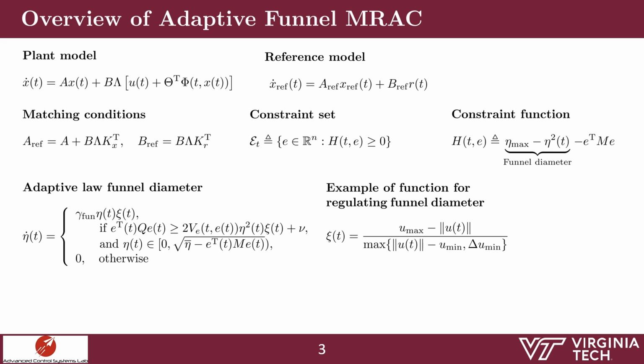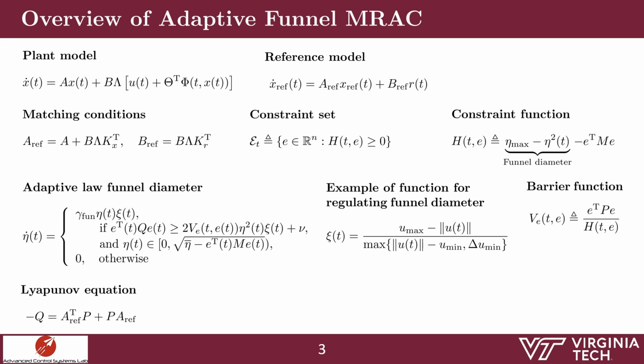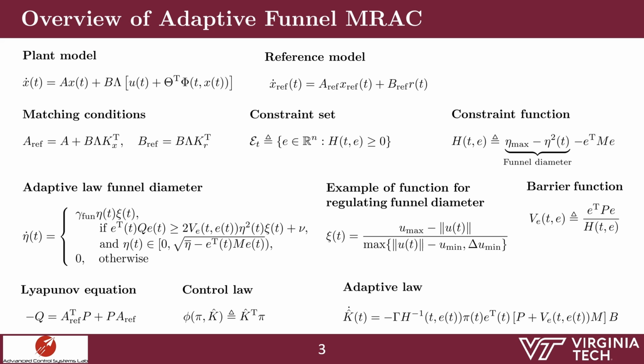And as you can see, the adaptive law for the funnel diameter is computed if and only if those two conditions are met. And in those two conditions, we also see the VE function, which is the barrier function, which depends on P, which as usual comes from the solution of the Lyapunov equation. And so, having defined all of this, we can define also the control law, which depends on the adaptive gain k hat, which comes from the solutions of the adaptive law shown here.